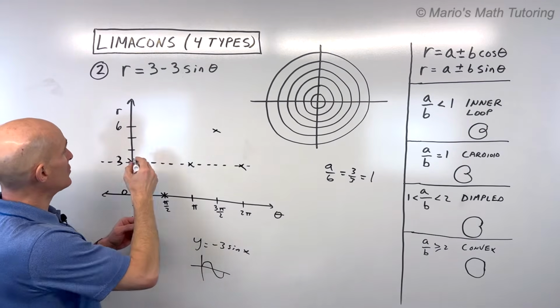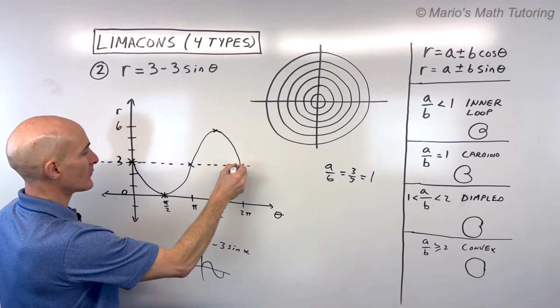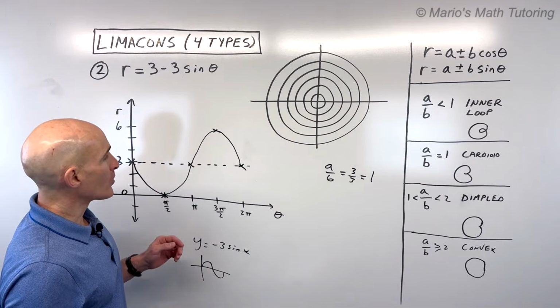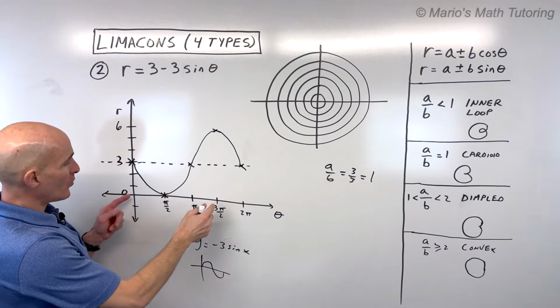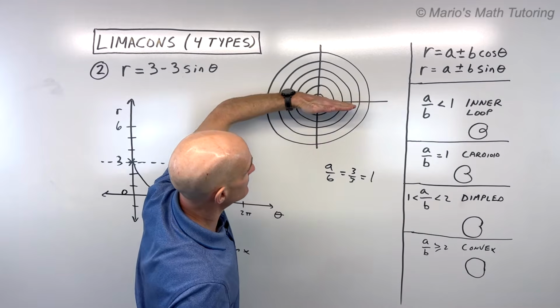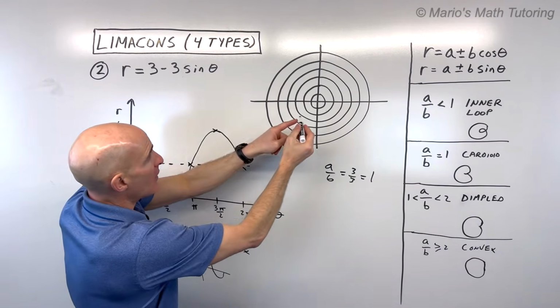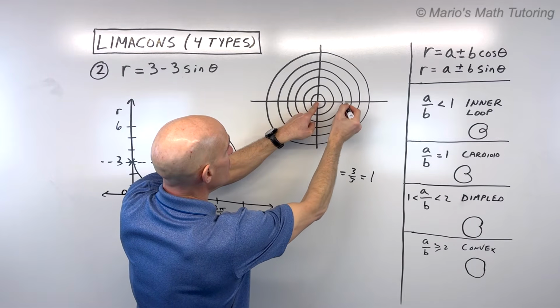Okay, so now let's go ahead and sketch that. Our graph looks something like this. Of course, it repeats, right? But what we're going to do is use this as a guide. When our angle is 0, right here along the positive x-axis, we're going to be at an r value of 3. So we're out 1, 2, 3 right here.